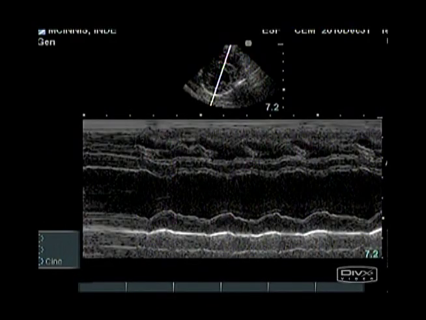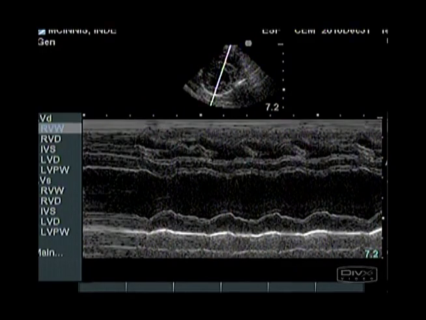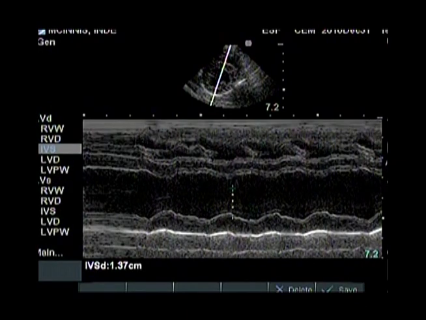In dogs, there are no standard measurements for right ventricular size. So in dogs, we begin with a measurement of the interventricular septum at its thinnest point by placing calipers on the endocardium of each side of the septum.